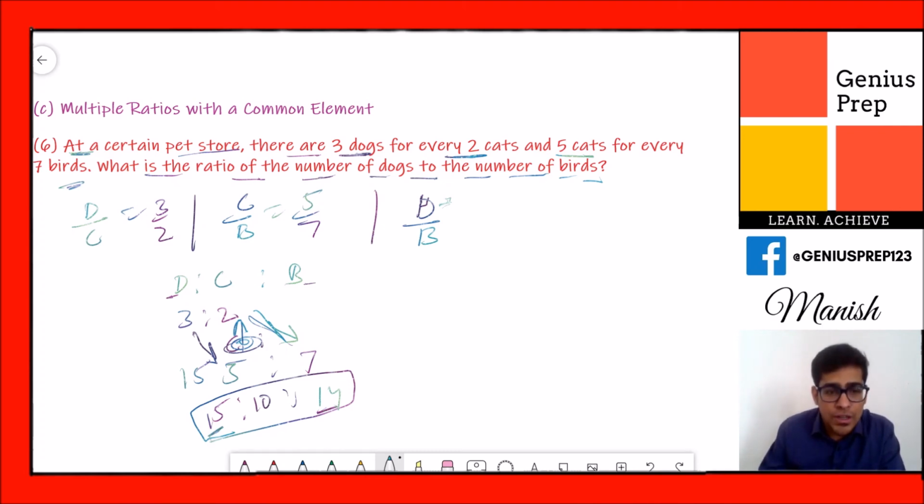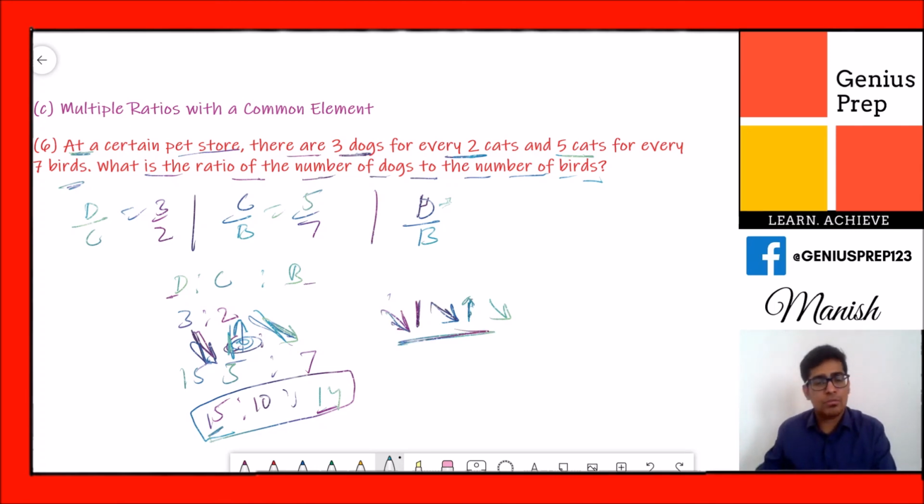So how did we do this? We multiply 3 with 5, then this and this. This is the form. You always do it like this: you multiply this, then multiply this, then multiply this. So this is a fun way of doing it.